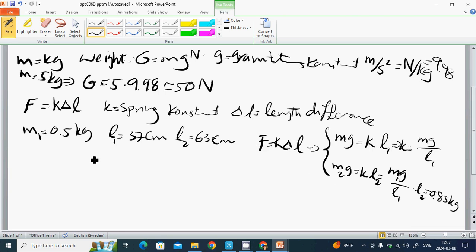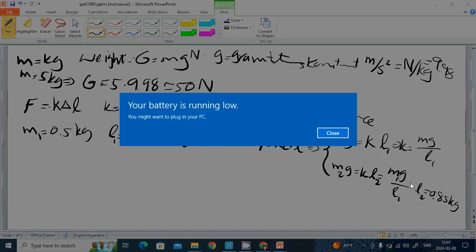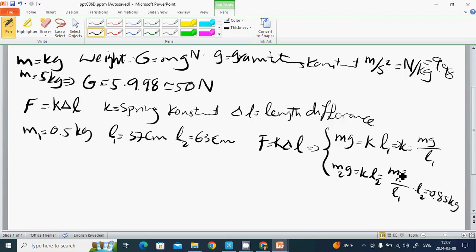Then you understand, because you have a spring, you must know about the spring constant, and you find the spring constant by having something in your hand. When you know the values, you calculate this one, put it here, and calculate the other mass. Then here m2 equals to m1 divided by L1 multiplied by L2. It is 0.85 kilogram.